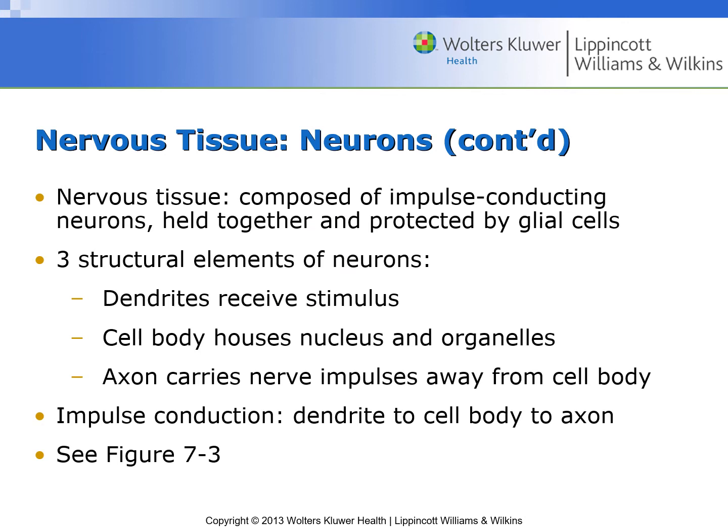Nervous tissue is composed of impulse-conducting neurons which are held together and protected by the glial cells. There are three structural elements of the neurons: the dendrites, which receive stimulus, the cell body that houses the nucleus and organelles, and the axon, which carries nerve impulses away from the cell body. Impulse conduction is carried out by way of the dendrite to the cell body and then to the axon.